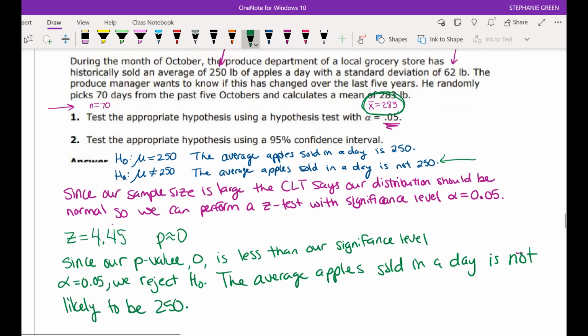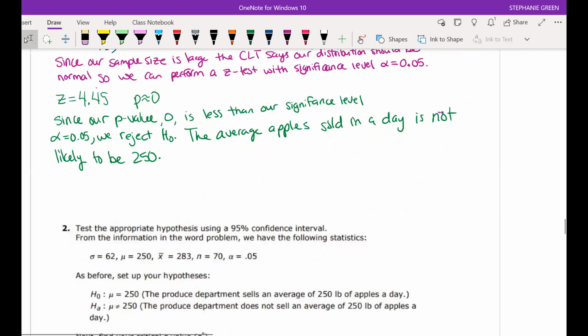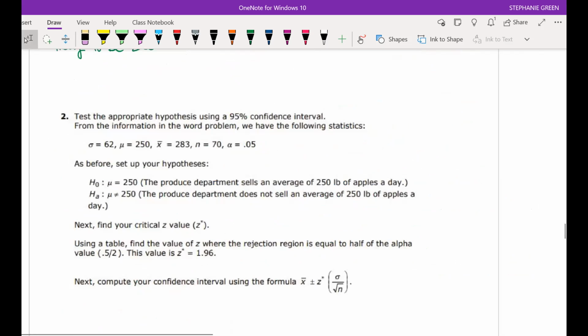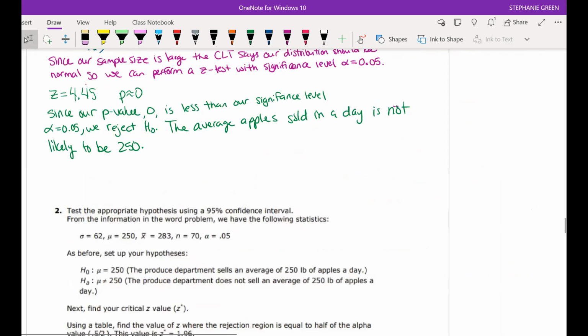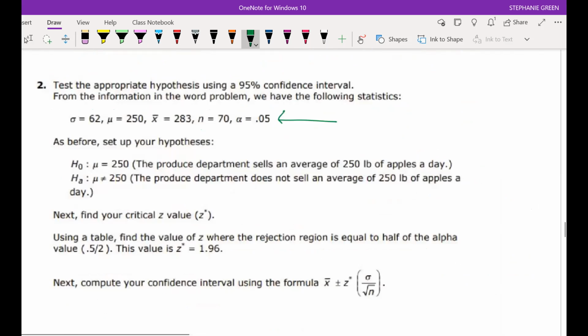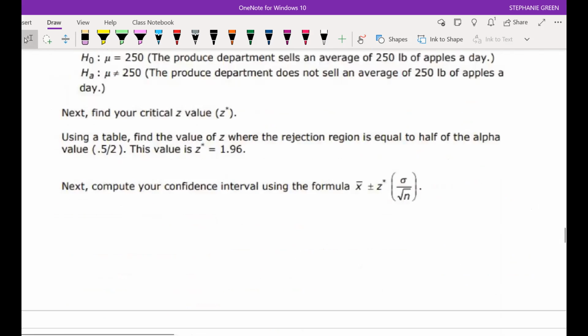So now we're going to see if we can get the same results with the same information using a confidence interval instead. It says test the appropriate hypothesis using a 95% confidence interval. This is all the same data they gave us above. So coming down here, computing our confidence interval now. X bar was 283. That was the sample mean.